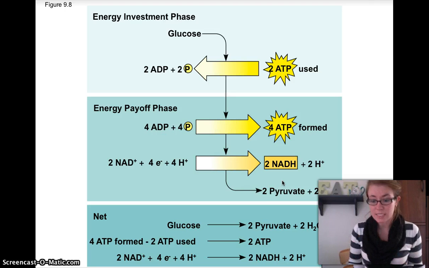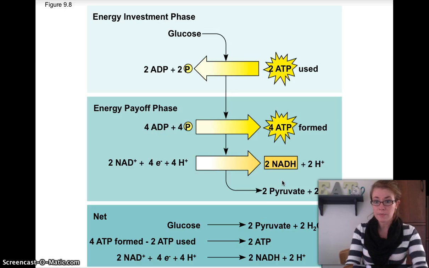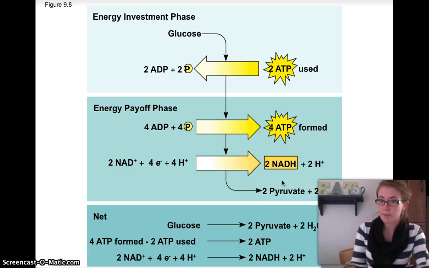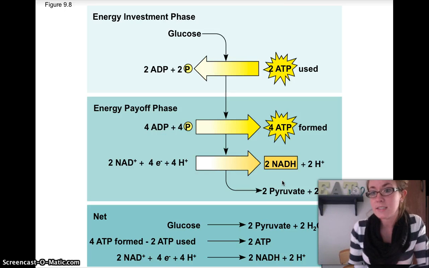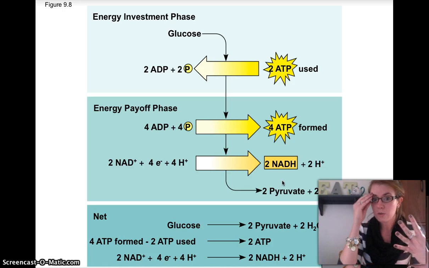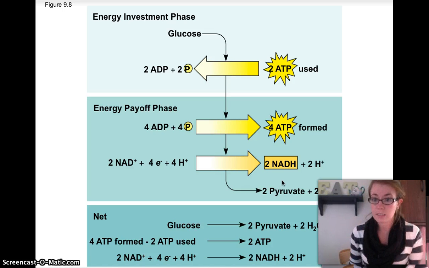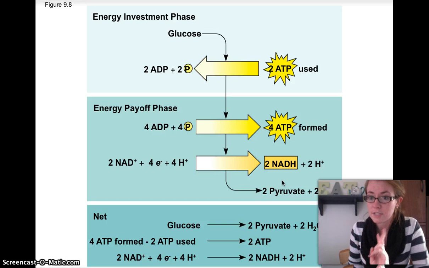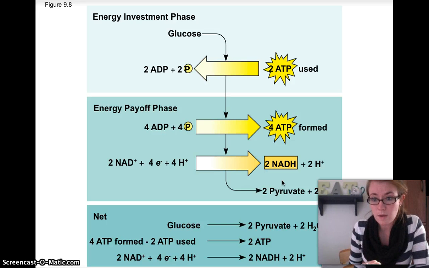Like if you were going to start a business, you would need to pay the costs up front, but hopefully in the end, you're going to make more money than you spent. So we spend 2 ATP, putting in 2 molecules of ATP to get energy. But then out of the equation, we get 4 ATP. So overall, we gained 2 ATP. Glycolysis gives us 2 more ATP than we started with. So we're winning. We're coming out on top.